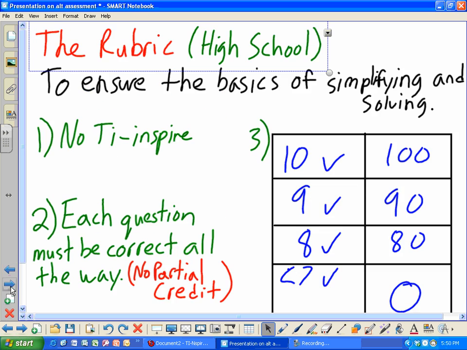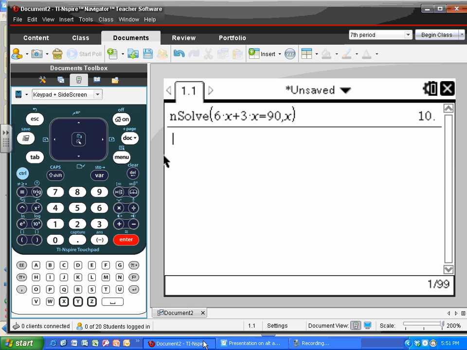Let me show you the rubric though. There's a few things different that I'm changing as I'm applying it to the high school setting. Instead of derivatives and integrals, it's going to be used to simplify and to solve, of course. Different test each. Requirement number 1, no TI Inspire. As you see already, the TI Inspire can solve algebraic problems for them, whether it be simplifying or solving.